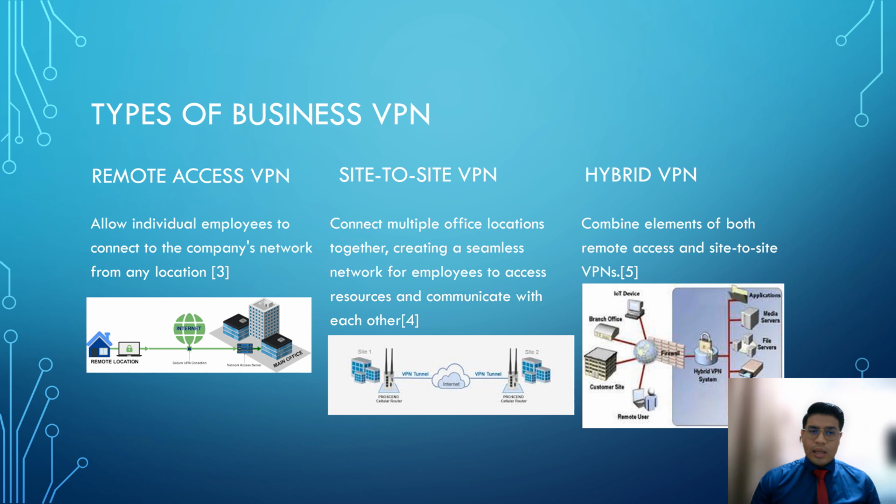To set up a hybrid VPN, an organization typically needs to install software on the devices of individual employees and specialized hardware, known as VPN gateways, at each office location. This VPN software and VPN gateway will work together to establish and maintain a secure encrypted connection between the device and the network. Alright, let's go to the next slide.